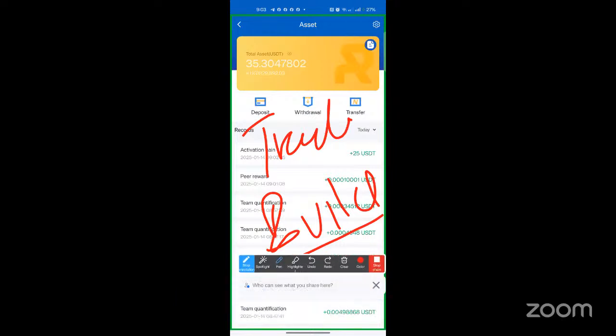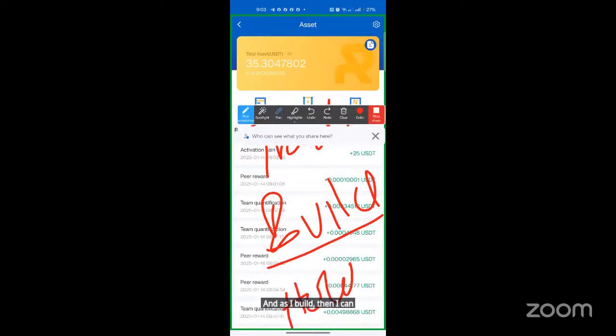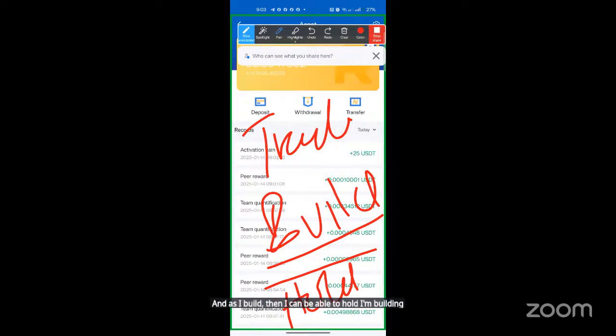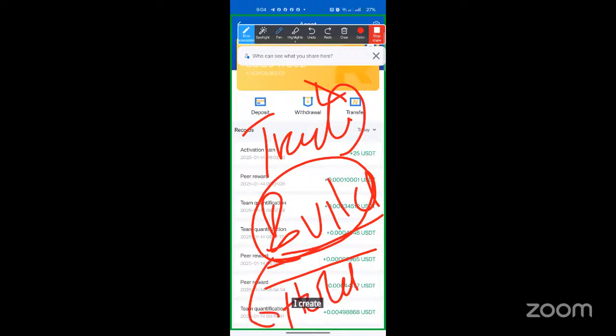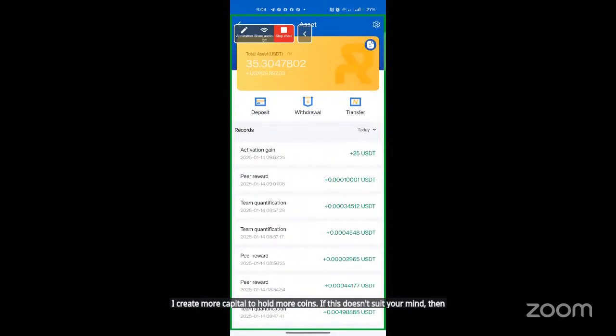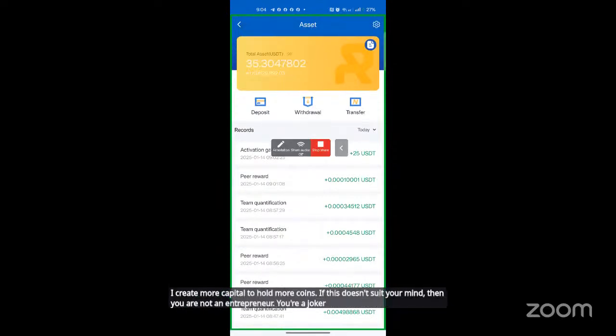And as I build, then I can be able to hold. I'm building financial freedom. I create more capital to increase my trading capacity. I create more capital to hold more coins. If this doesn't suit your mind, then you are not an entrepreneur. You're a joker.